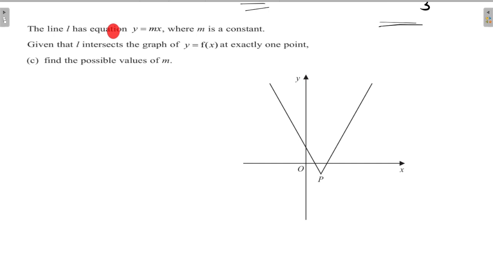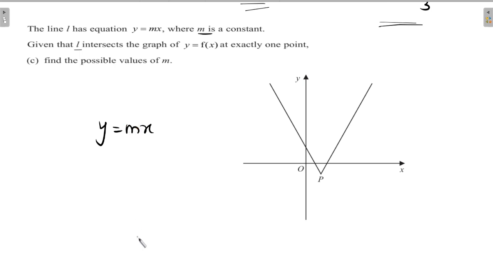The line L has an equation y equal to mx, where m is the constant, normally m is the gradient of the line. Given that L intersects the graph y equal to f of x. This is the graph. The line is intersecting at exactly one point. Find the possible values of m. What are the possible values of m?